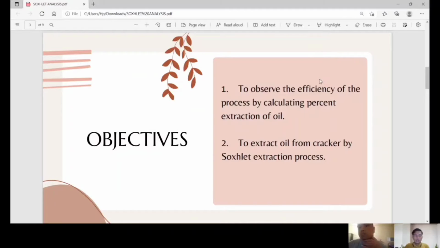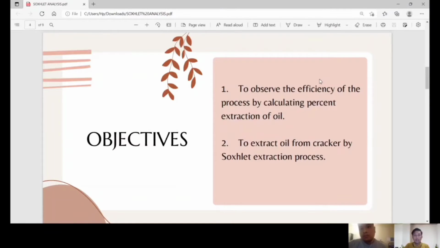Next is the objective of this practical project. First, we want to observe the efficiency of the process by calculating the percent extraction of oil. Second, to extract oil from cracker by the Soxhlet extraction process.